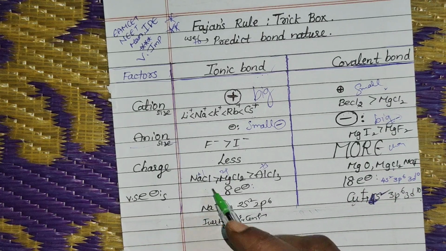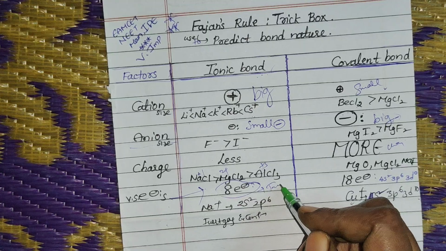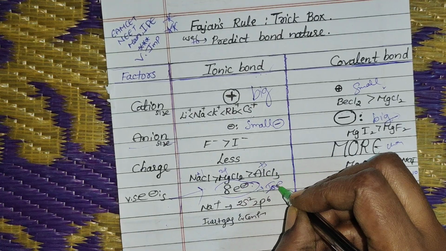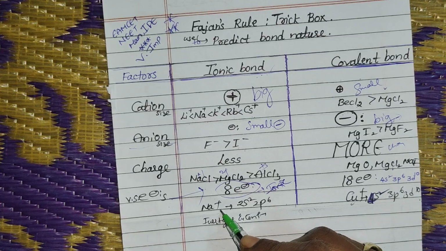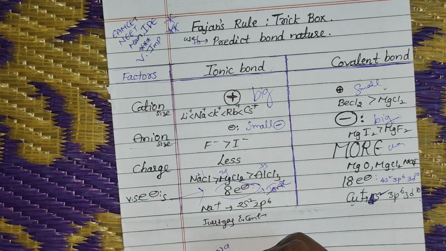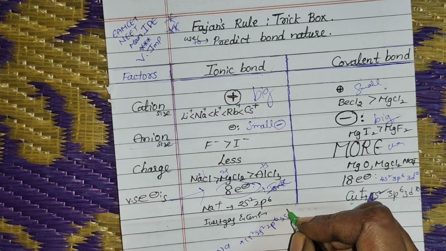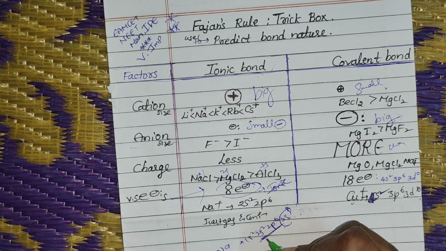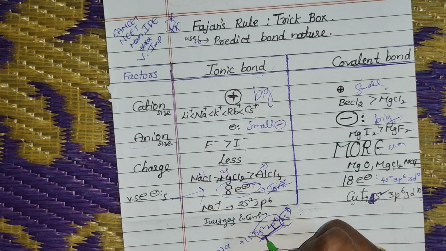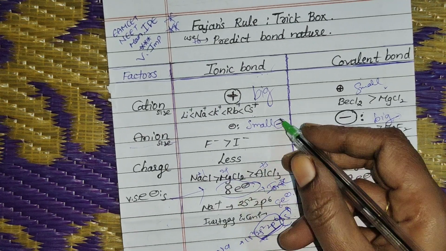After that, valence shell electrons. If the valence shell electrons are 8, that prefers ionic bond nature. The best example is sodium chloride, especially Na+. Sodium's atomic number is 11, so we write 1s2, 2s2, 2p6, 3s1. It loses the third shell valence electron, so how many electrons remain? 2s2, 2p6, totally 8 electrons, meaning it prefers the ionic bond.